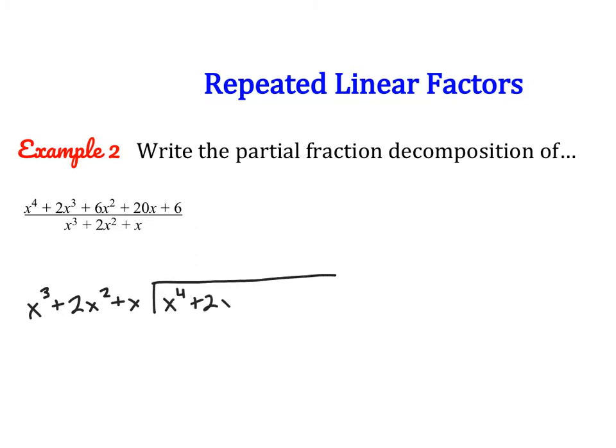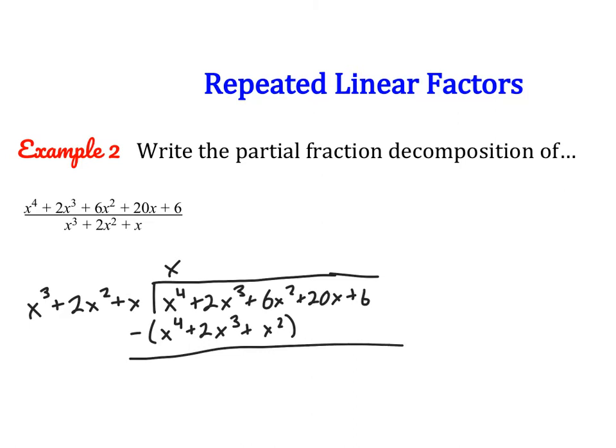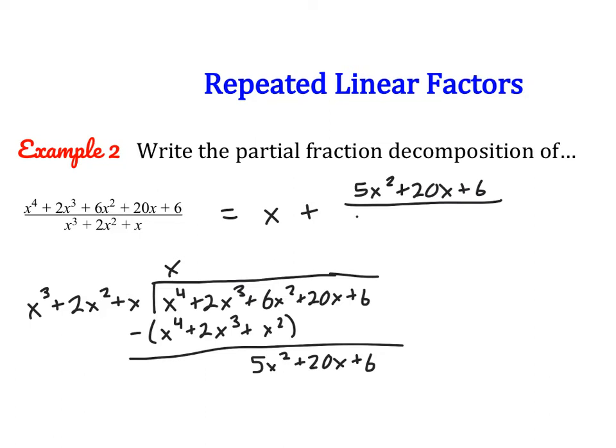So these types of problems, I think they look a little bit scarier than they are. So don't panic. So here we have x, and then x to the 4th plus 2x cubed plus x squared. And remember, we subtract the entire thing. So we're left with 5x squared plus 20x plus 6. And we can't divide anymore, so we're done with our long division. So we can rewrite that expression as x plus, and then we have our remainder, 5x squared plus 20x plus 6 over x cubed plus 2x squared plus x.